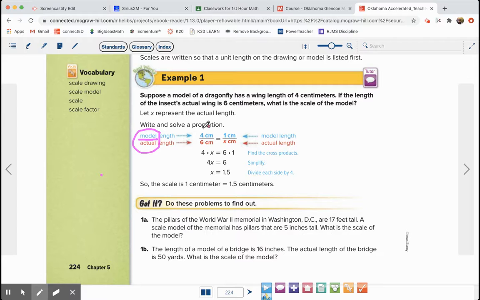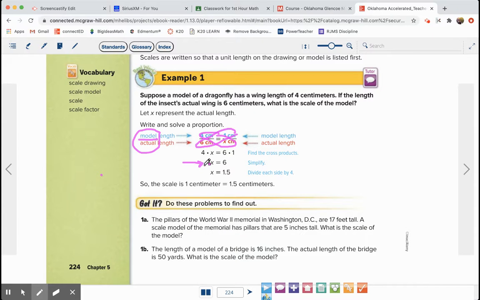So we set up the one they gave us, 4 centimeters on the model, and it was really 6 centimeters in real life. Then for our scale, we will put 1 for the model length, and we want to know, okay, how long does that represent in real life? So here is our proportion. From here, we are cross multiplying. We have 4 times x, which is 4x, and 6 times 1, which is 6. So we get this, 4x equals 6.